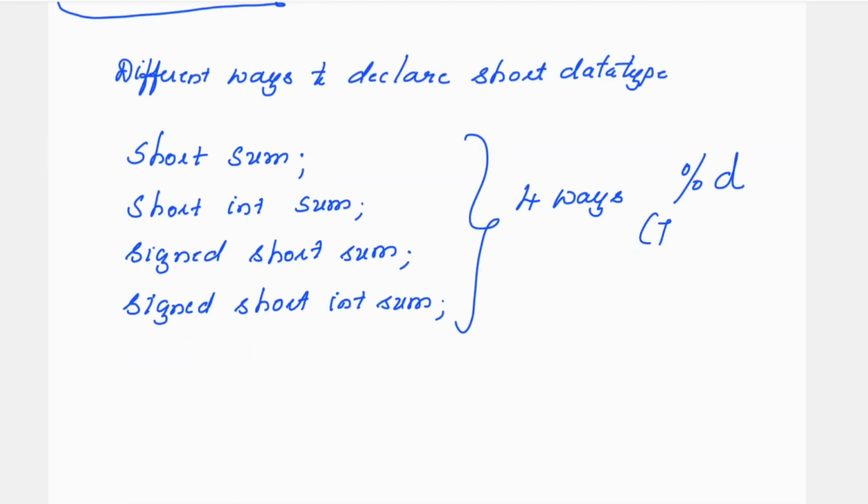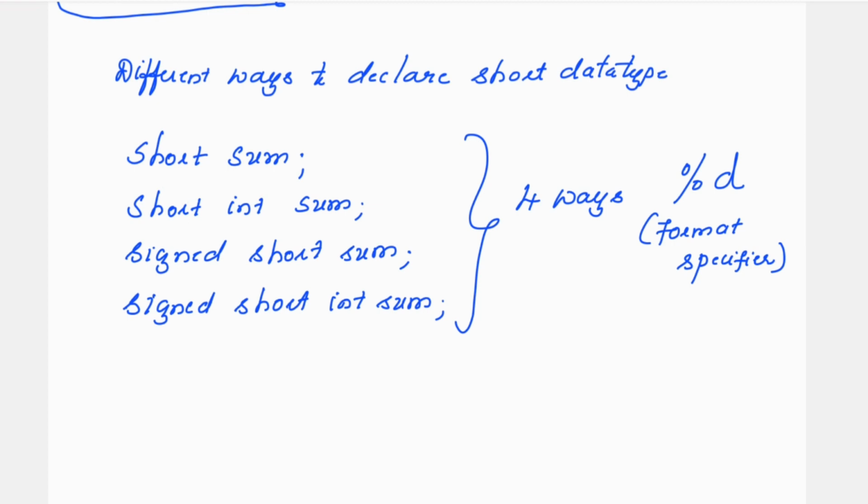The format specifier for short int is %d. What a format specifier is and which different format specifiers are available in C language, I shall be explaining in my future video. Presently, remember that %d is used as the format specifier for the short int data type.